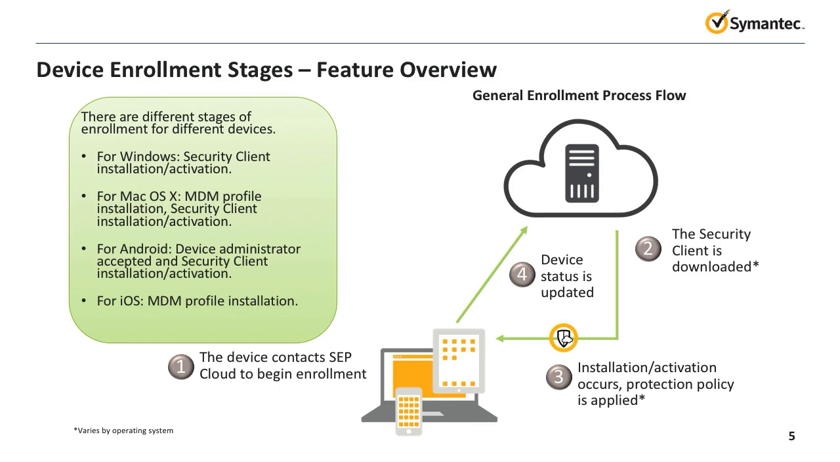The general process is initiated when the device contacts SEPcloud to begin enrollment. The required security client or profiles are downloaded and installed with the targeted protection policy applied. Once completed, the device status is updated in the SEPcloud console.